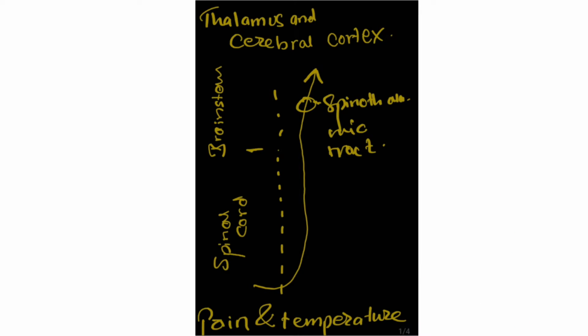The pathway for pain and temperature enters the spinal cord, crosses over to the opposite half of the cord almost immediately, ascends to the thalamus on the opposite side, and then moves on to the cerebral cortex.